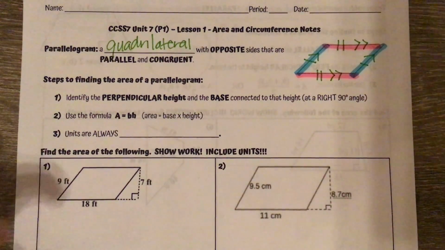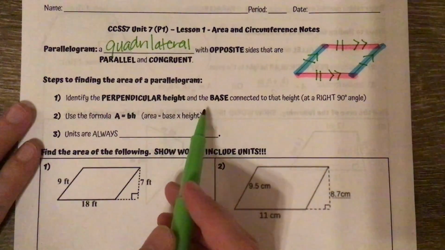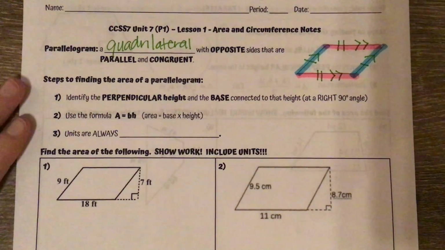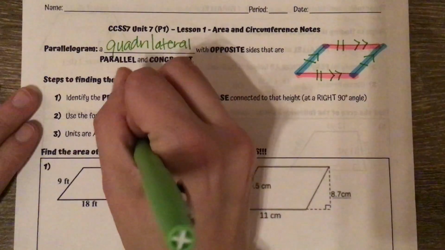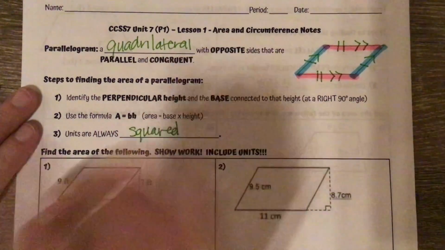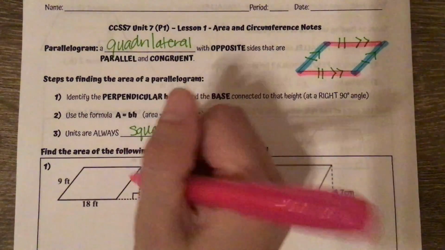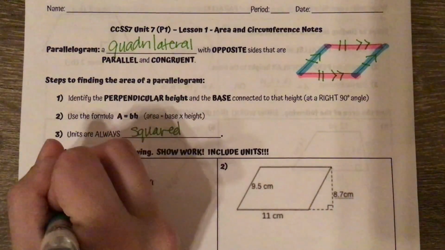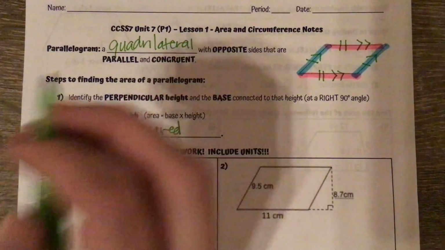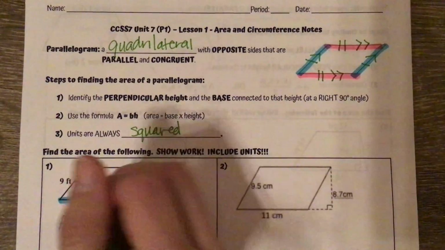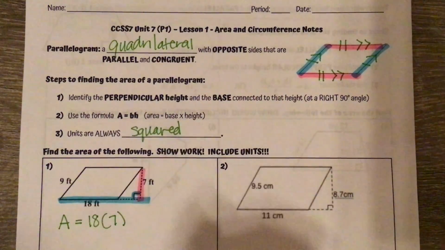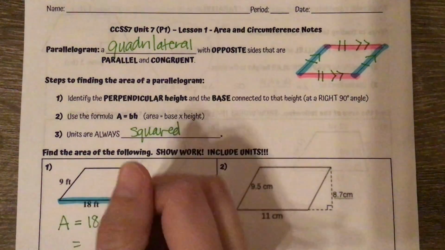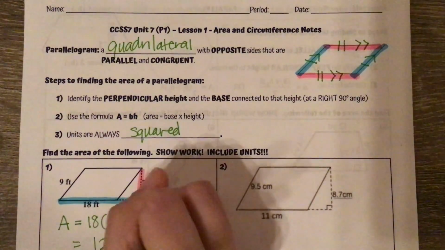Steps to finding the area of a parallelogram: we identify the perpendicular height and the base connected to that height at a right angle. Use the formula area equals base times height, and remember that units are always squared. So I always look for the height first. I see this dotted line, I see this 90-degree symbol, and it matches up with this side length. So to find my area, I am plugging in 18 times 7, which equals 126 feet squared.